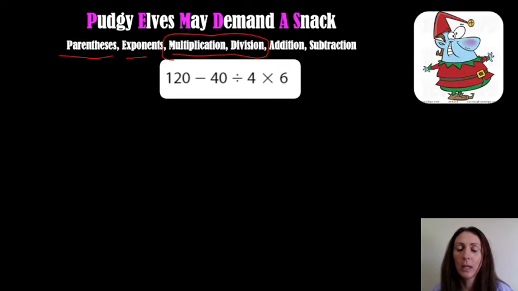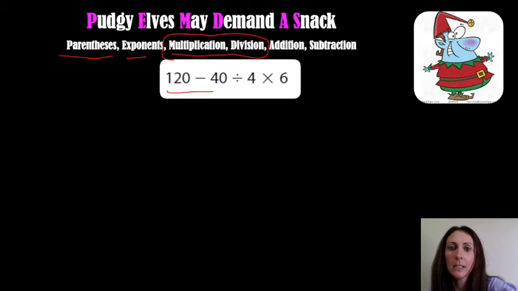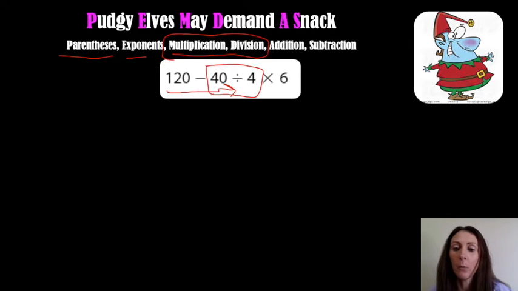Are there any multiplication or division? There's both. Okay, so let's solve this. Moving left to right. Okay, 120 minus 40 divided by, stop, I'm stopping there. I see division, right? And remember, I said multiplication and division go together. So the first thing I'm going to do is I'm going to divide 40 divided by 4.